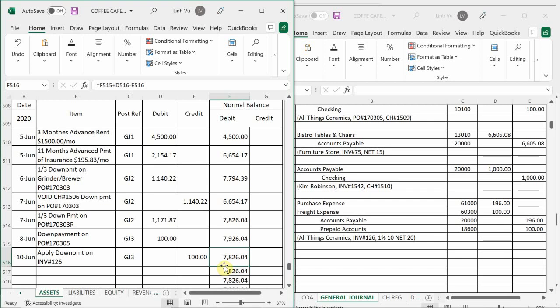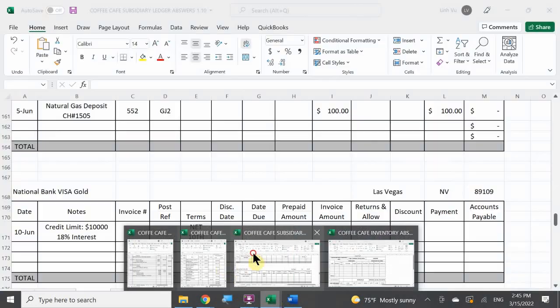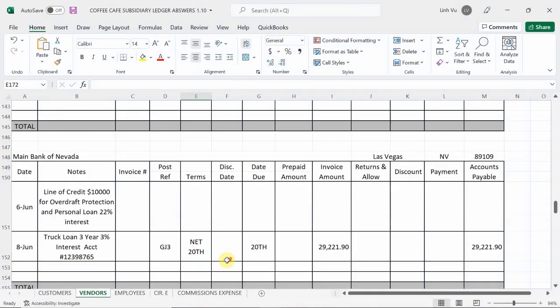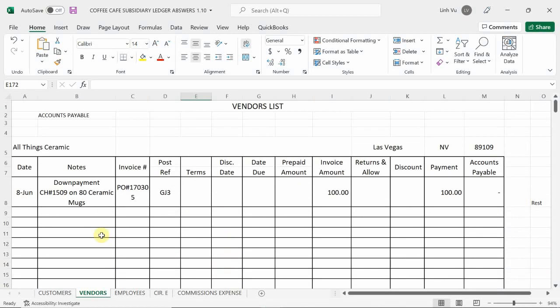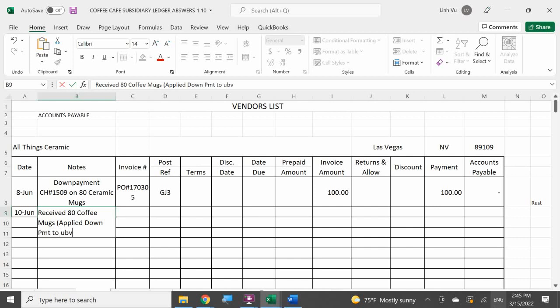So let's go ahead and I will show you how to use the subsidiary ledger with the prepaid accounts. So now that we updated our ledger, it's completely fine. Now I'm going to go to my subsidiary ledger to enter in that I received my items. So I'm going to go ahead and type in received 80 coffee mugs. Okay? And then you can also say here applied down payment to invoice.